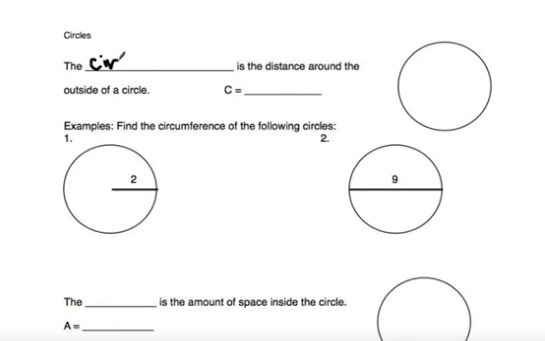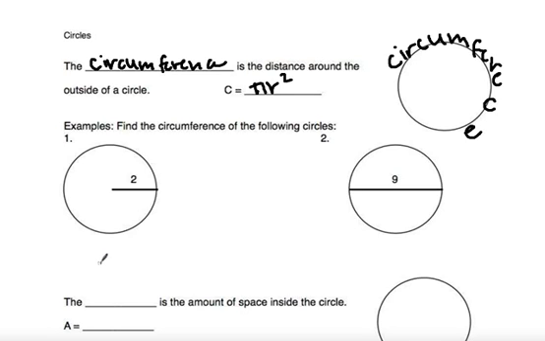The circumference of a circle is the distance around the outside. So think about circumference as being basically the perimeter of a circle. Your circumference is going to be c equals pi r squared. So this would be your circumference around the outside of your circle.